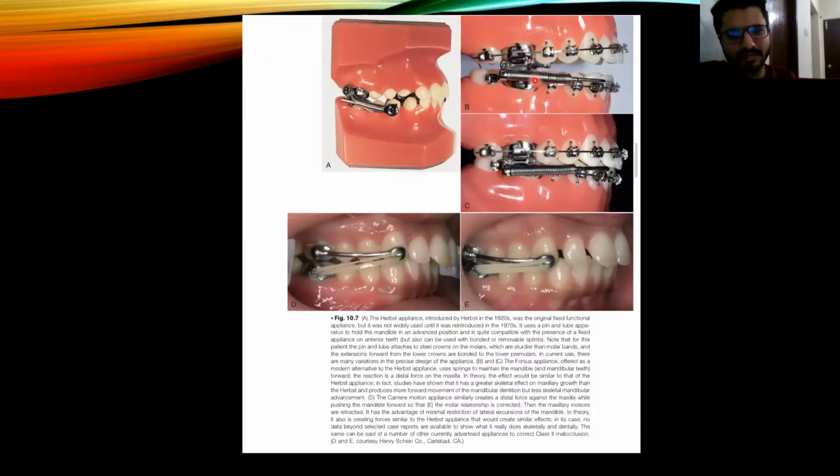This is Forsus appliance, not Jasper jumper. Jasper jumper will be a tube. Don't get confused. This is a steel rod with a spring, a hybrid appliance. Both a rigid component and a flexible component will be there. Carriere Distalizer will be just this. Easy to identify. This is Herbst, Forsus and Carriere.